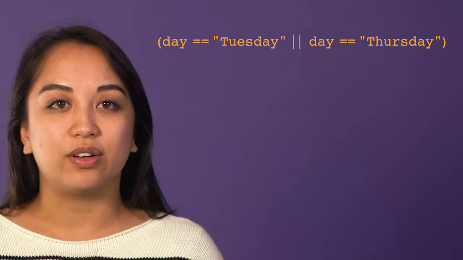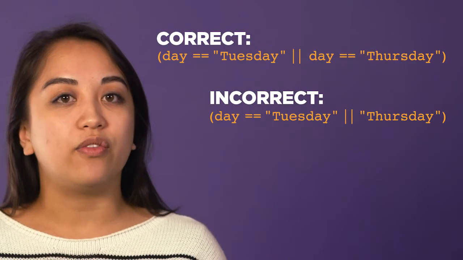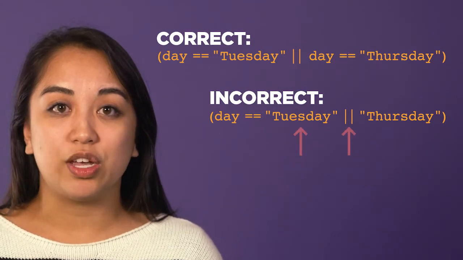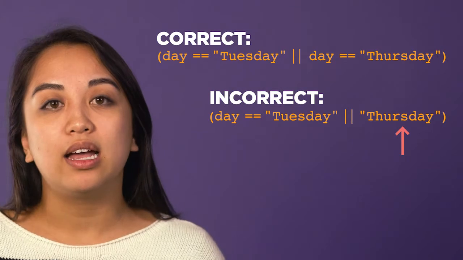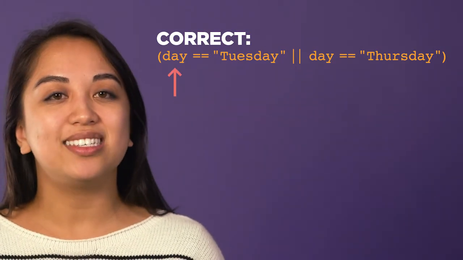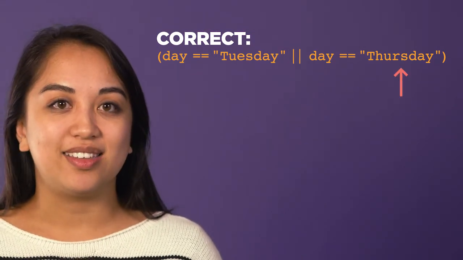Notice the subtle difference between the correct code and this version. This is often the result of the fact that in English we would say, is the day Tuesday or Thursday? However, remember that computer questions are different, so we have to ask, is the day equal to Tuesday or is the day equal to Thursday? So that the computer will understand.